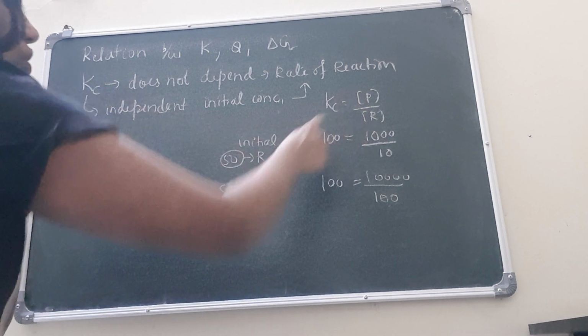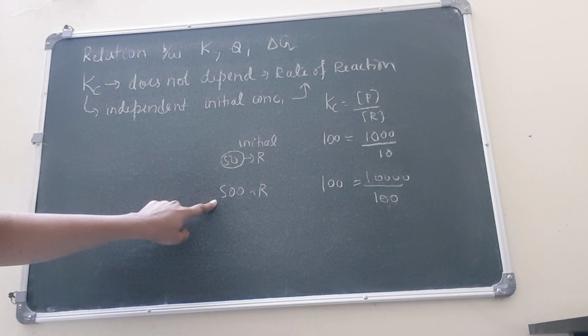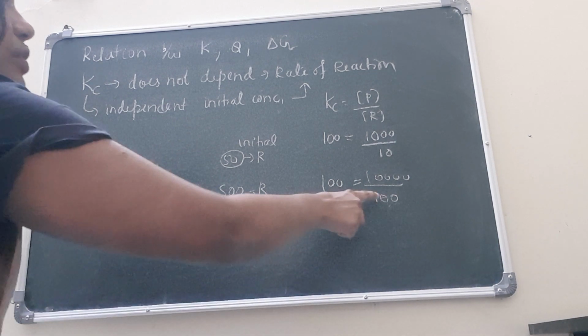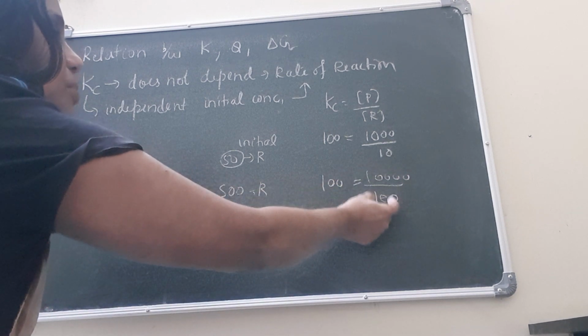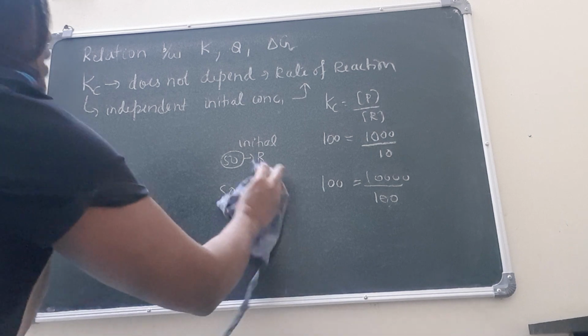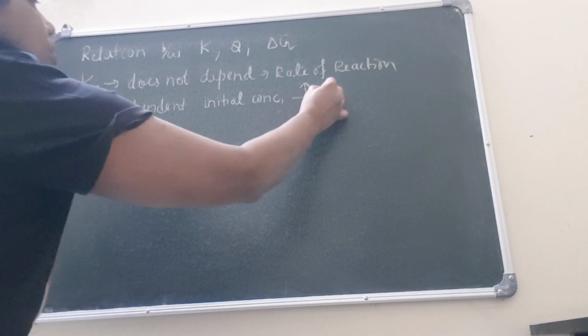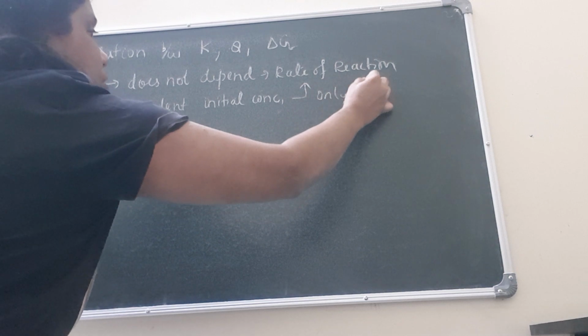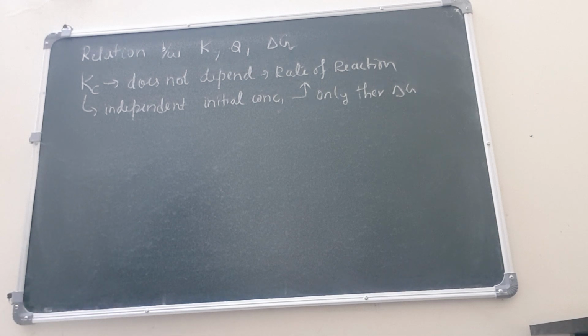What are the values of this? Even if you're changing the initial concentration of the reactants, if it's increased, the concentration of the reactants when equilibrium is achieved also changes by the same extent, so that Kc remains constant. So it does not depend on the rate of a reaction, it does not depend on the initial concentration, it only depends on thermodynamics. That is delta G, which is the Gibbs free energy available for a reaction to happen.